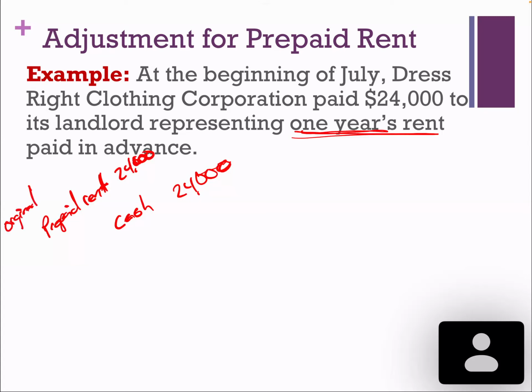So this is the original journal entry, at the beginning of July. Now at the end of July, we need to do the adjusting entry. And so at the end of the month, here's our adjusting entry. Prepaid rent is going to go down because now we've used a month's worth of rent, right? So prepaid rent goes down and rent expense goes up. Remember, an expense account is debited.